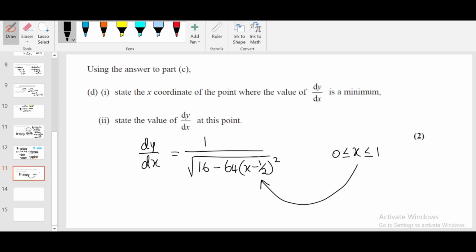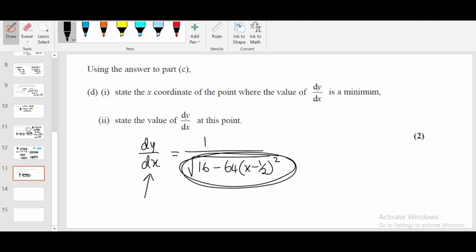So for all these values of x, you will have different values of dy by dx, right? But think about it, when you sub in x is equal to 0 here, you will get negative 64 times 1 over 4, and then you will get, I think, 1 or something, right? So this dy by dx will be minimum. This dy by dx is a fraction which will be minimum if the denominator is maximum. The denominator has to take a maximum value. When it takes a maximum value, you are subtracting a number from 16. The number you are subtracting must be a smaller number, right?